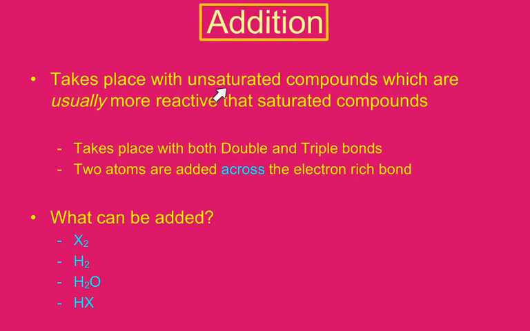It takes place with double or triple bonds compound, which are usually more reactive than saturated compound. So the double, triple, multiple bonds, they are more reactive. And then they say it takes place with a double bond and triple bond. That's what we said. Two atoms are added across the electron-rich bond. You don't even need to worry what's that. I'll tell you what's happening. Here we go.